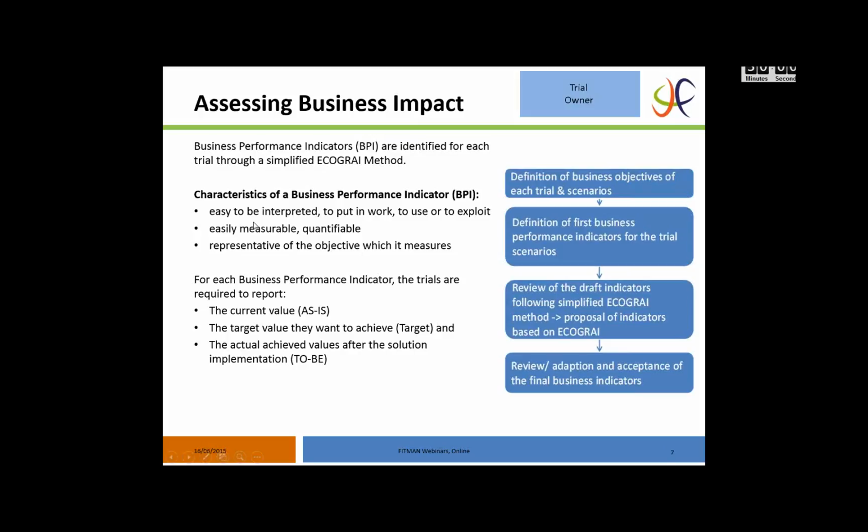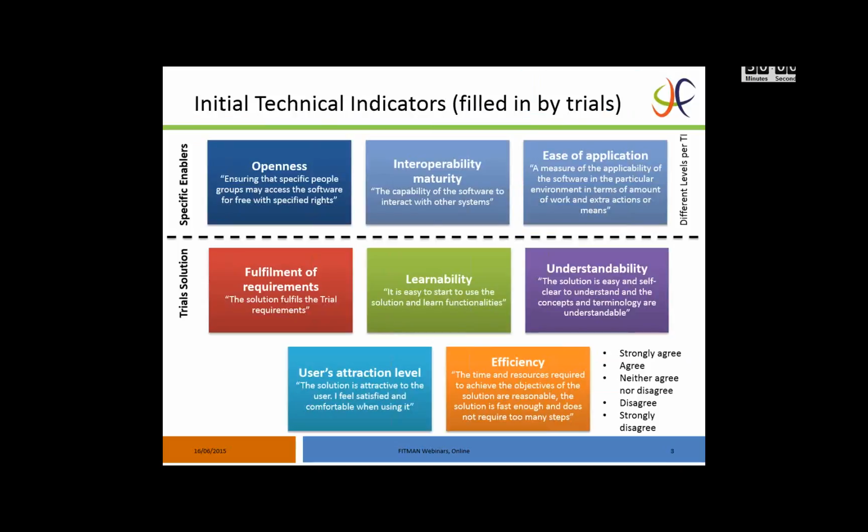And it is important for each indicator to report both the as-is value, what is the current value, where we want to go, what is the targeted value, and what is the actual value we achieved when we deployed the solution, the to-be value. The technical indicators that were assessed for the specific enablers were initially 3, and in the next slide I'm going to show you some additional ones.